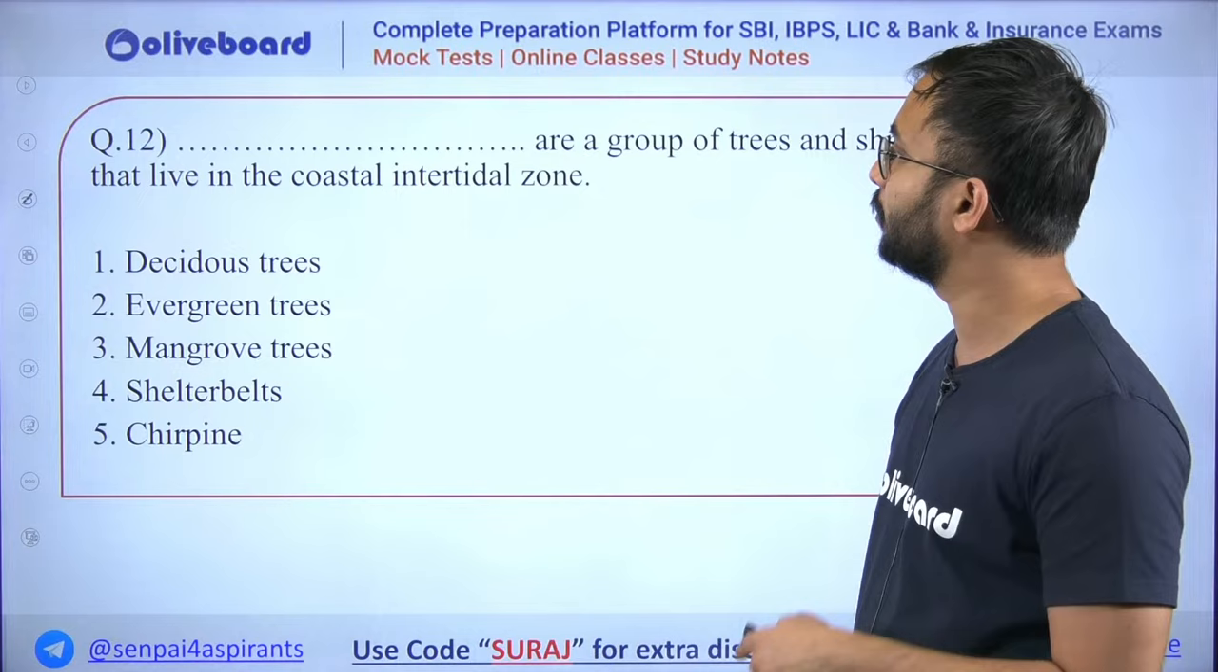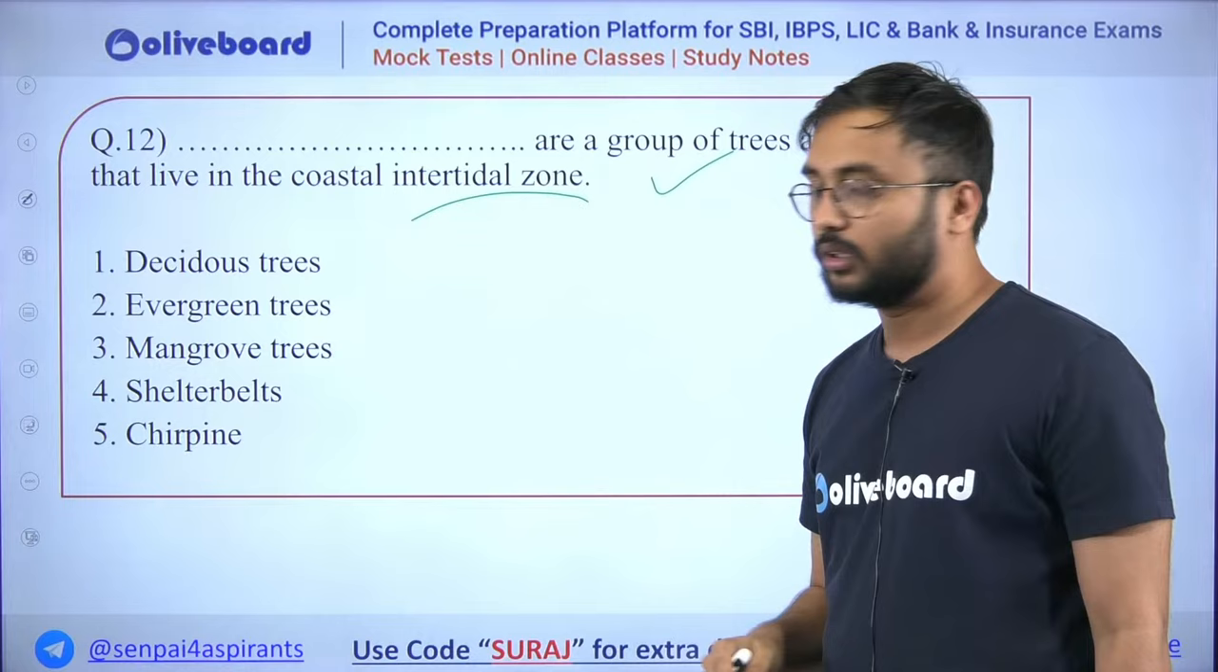Dash dash are a group of trees and shrubs that live in coastal intertidal zone. Very, very easy question. Give me the answer.